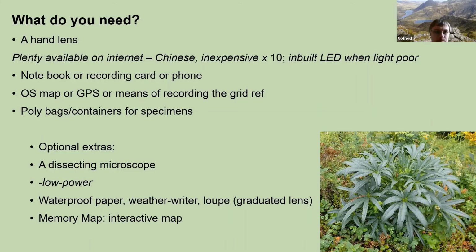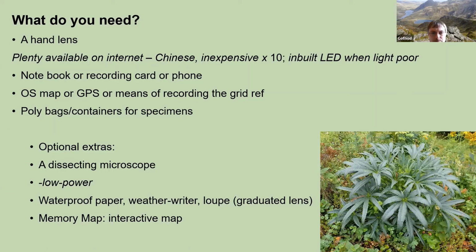And you may want some polythene bags, sealed freezer bags if you're going to collect specimens. For small specimens, I use urine sample bottles. They're brilliant, little screw top containers. I'd recommend what I used to call a dissecting microscope. They call them something else now. They're low power, but they're optional. And if you insist on going out in the rain, you do need waterproof paper, but I don't do that anymore either. So there you go.